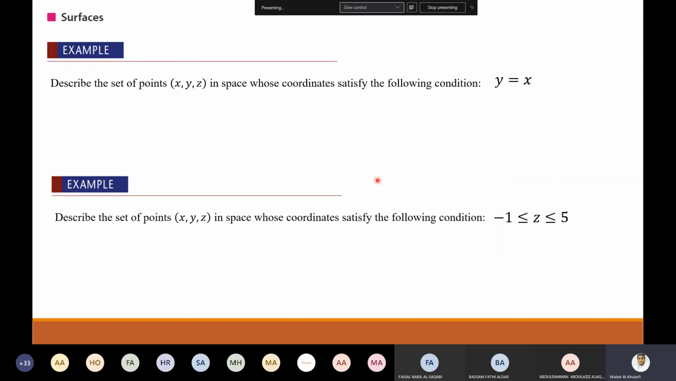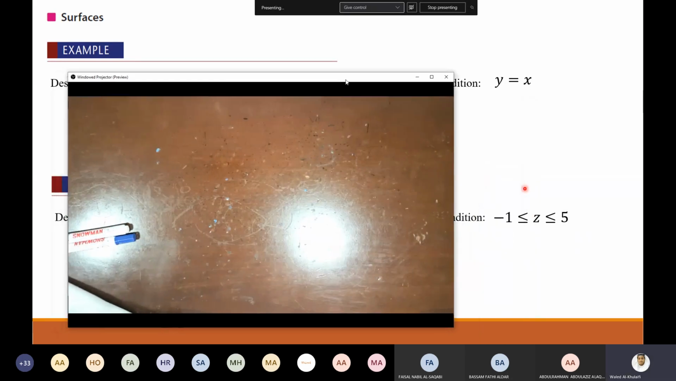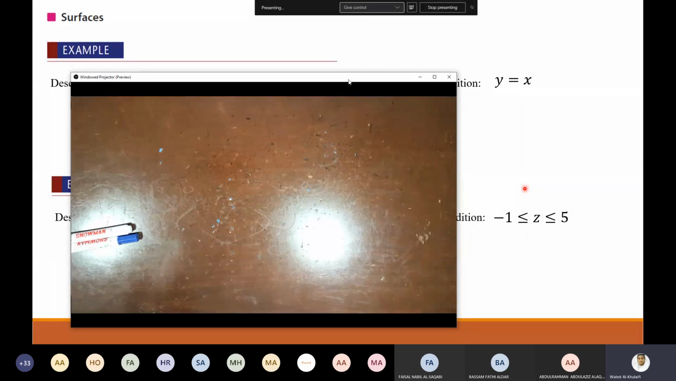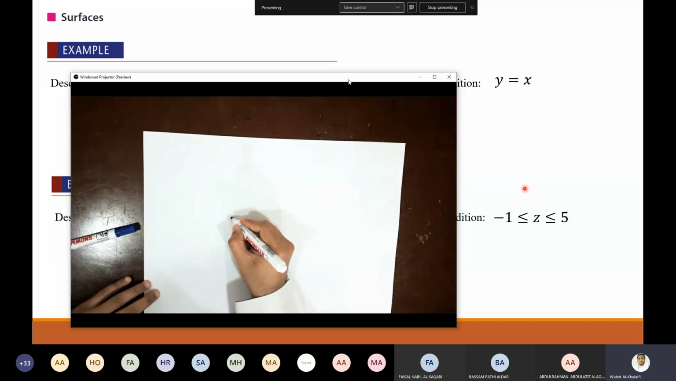The last one: describe the points in space whose coordinates satisfy the following condition. z is between -1 and 5. So what do you think? Let me bring it on the left, on another paper. So what do you think will happen here?